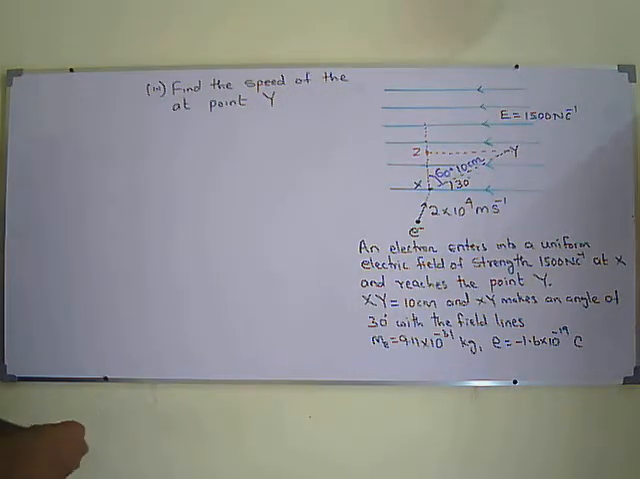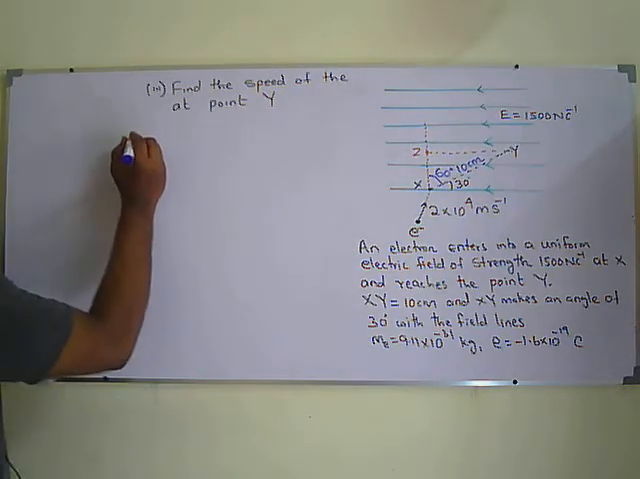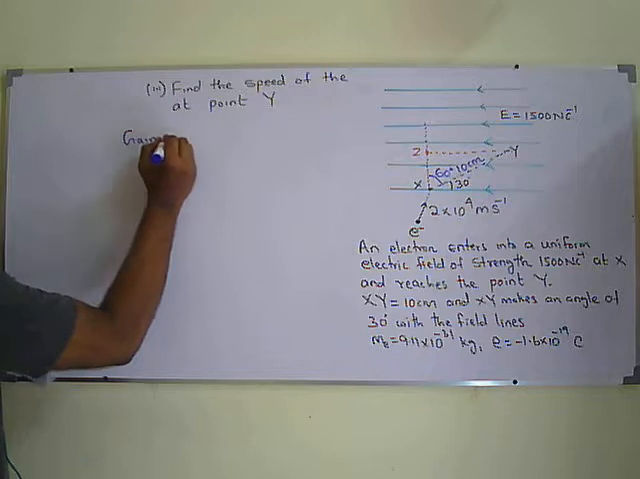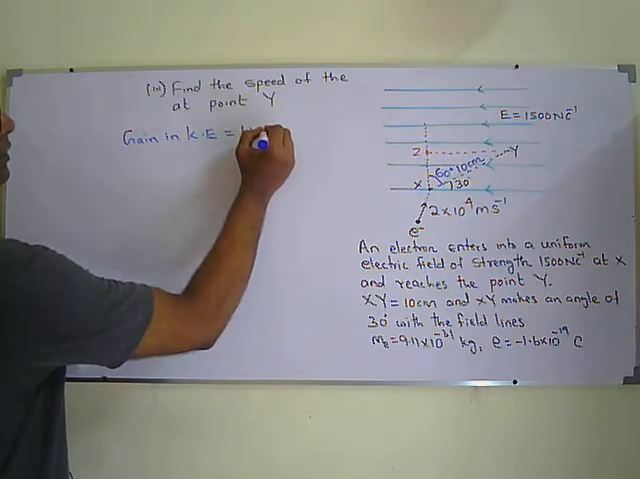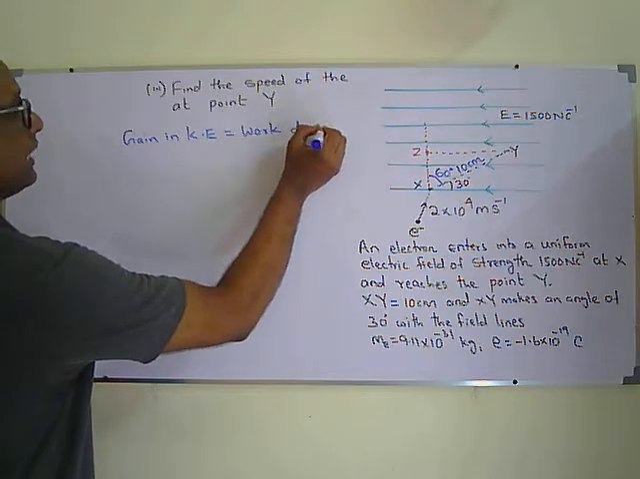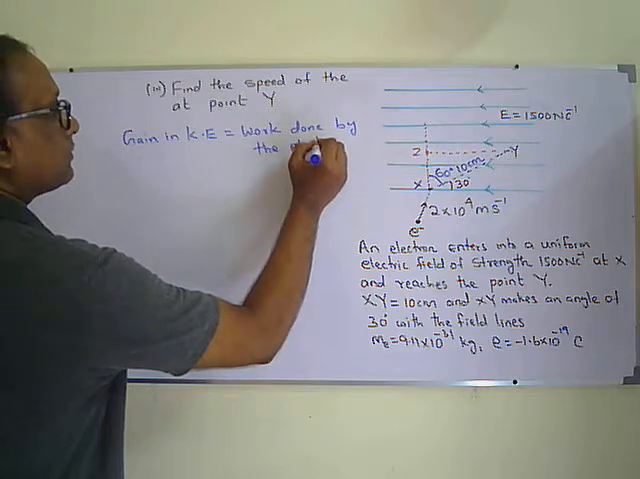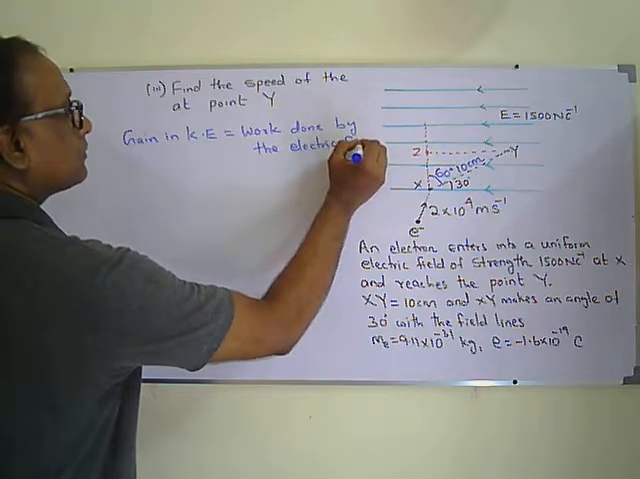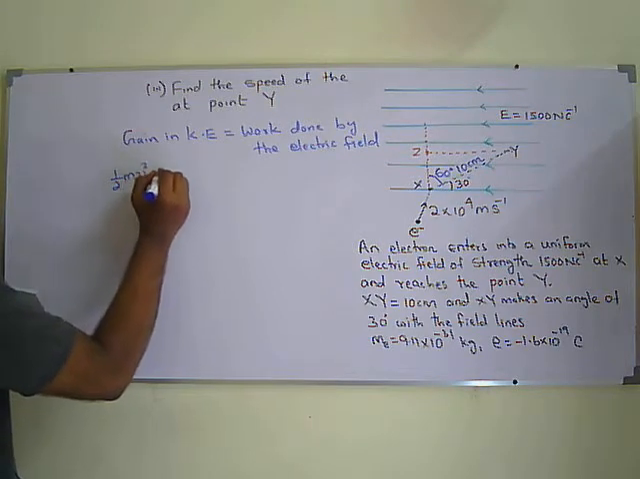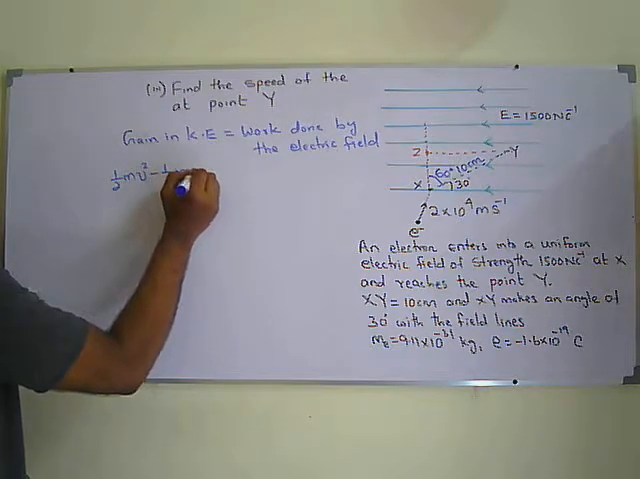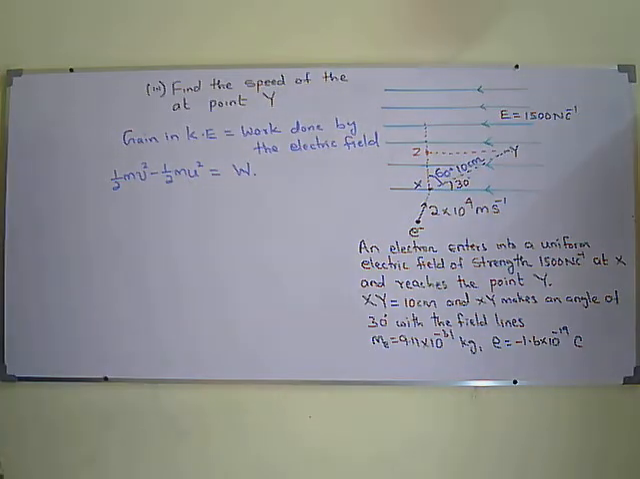So we can find the gain in kinetic energy. We can find it like this: gain in kinetic energy equals the work done by the electric field. So that is half m v squared minus half m u squared, and that is equal to the work done. We found it in the previous part.